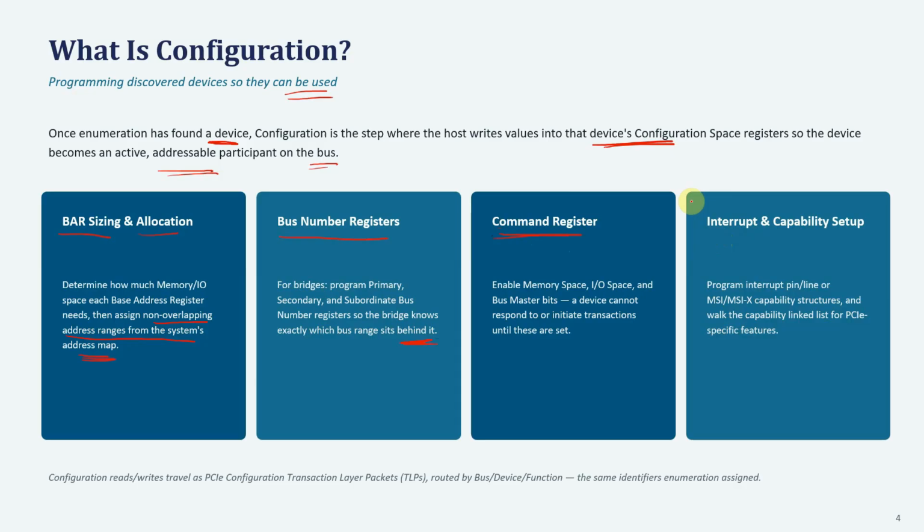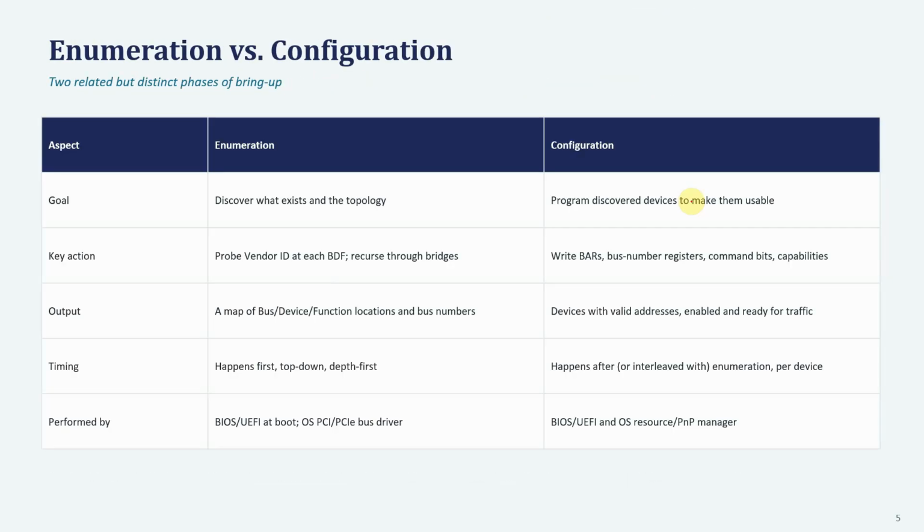So our configuration comes into play after enumeration has been completed. If I want to compare enumeration and configuration, the goal of enumeration is to discover what exactly exists and what the topology of my PCI hierarchy is. And the goal of configuration is to program the devices which were discovered in your enumeration. The key action of enumeration is to probe the vendor ID at each BDF, bus device function, and recurse through the bridges. Whereas in the case of configuration, I'm going to update the BARs, bus number registers, command bits, and capabilities, everything.